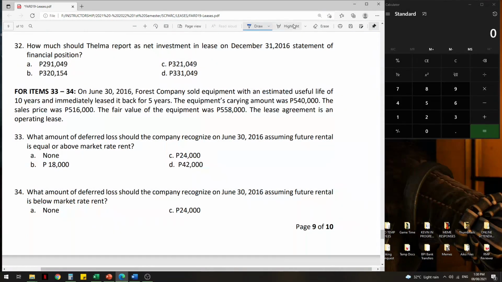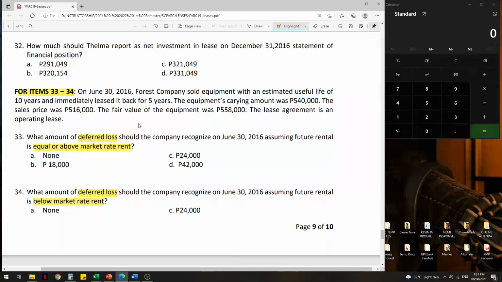So here we have, guys, our item 34 and 33, which is a simple application of what we talked about a moment ago, yung operating lease rules when it comes to leaseback. Ang tinatanong po dito sa number 33 is, what amount of deferred loss should the company recognize on June 30, 2016, assuming the future rental is equal or above market rate rental? And then what amount of deferred loss, pareho silang deferred loss, pero magkaibang situation. Same thing, pero assuming that the future rental is below market rate rental.